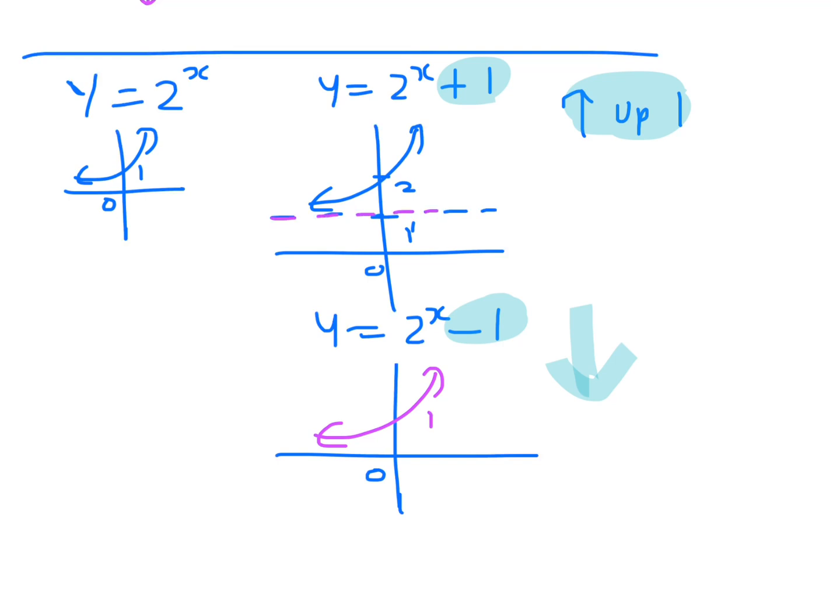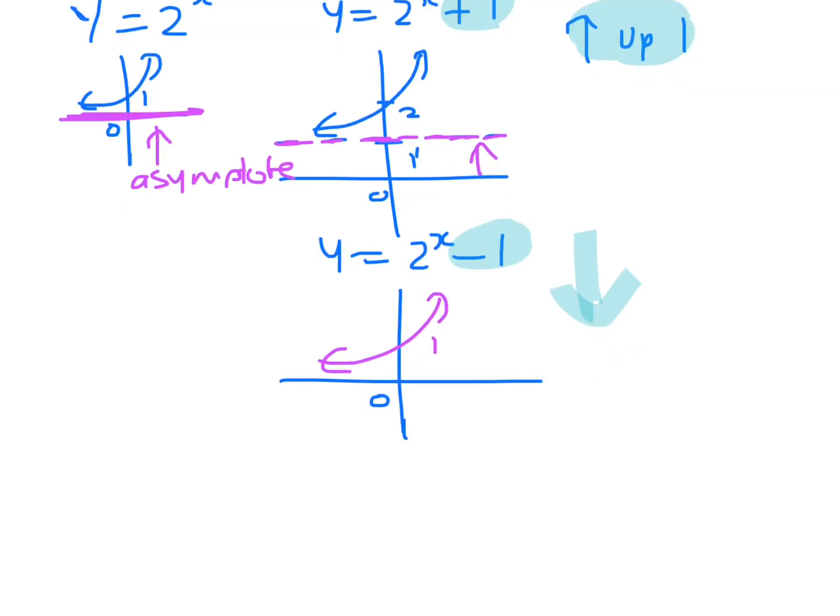See how I put a dotted line there? That's because this is the line that it nearly cuts but never gets to. It's called an asymptote. This one, when you move it up, that whole line will move up. So it'll sit on top of 1.